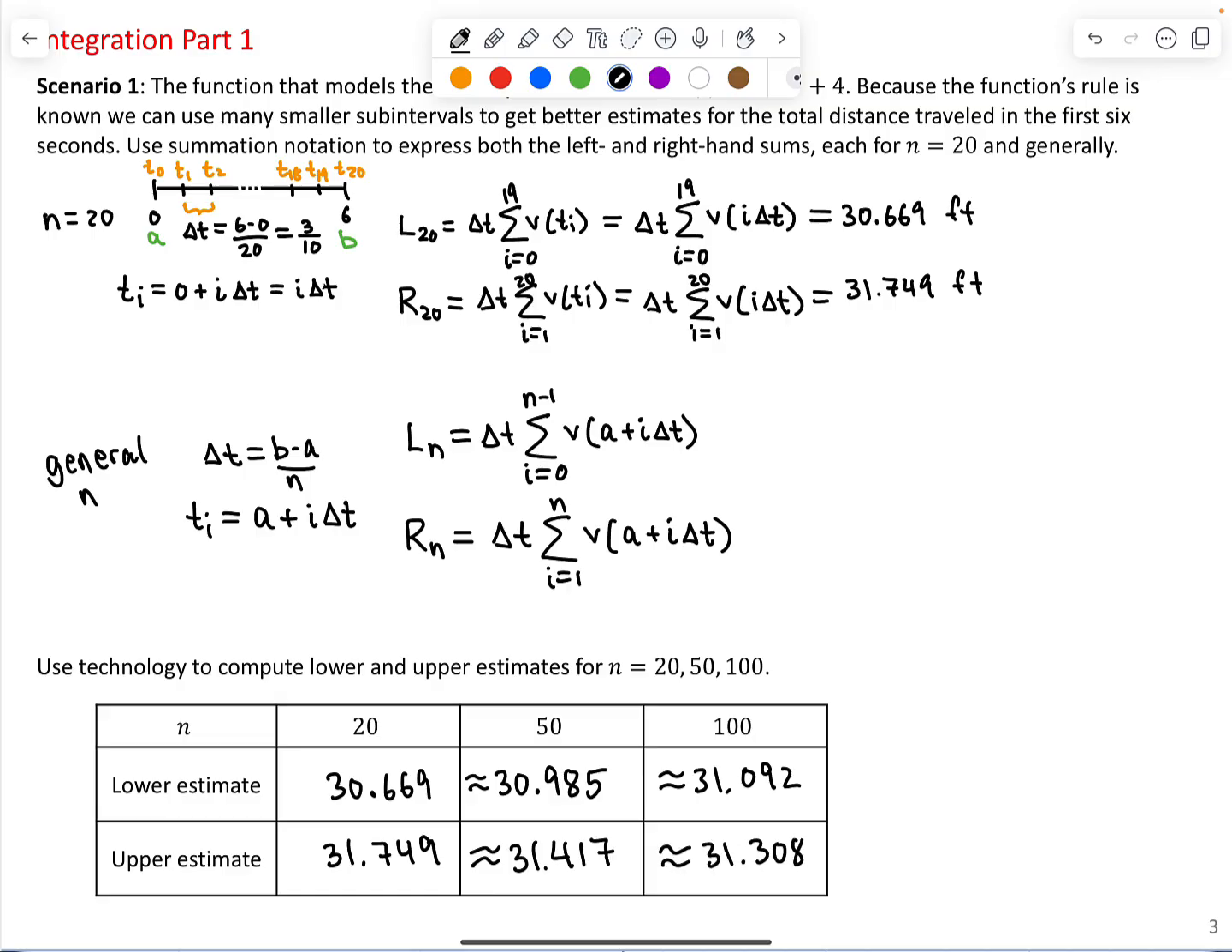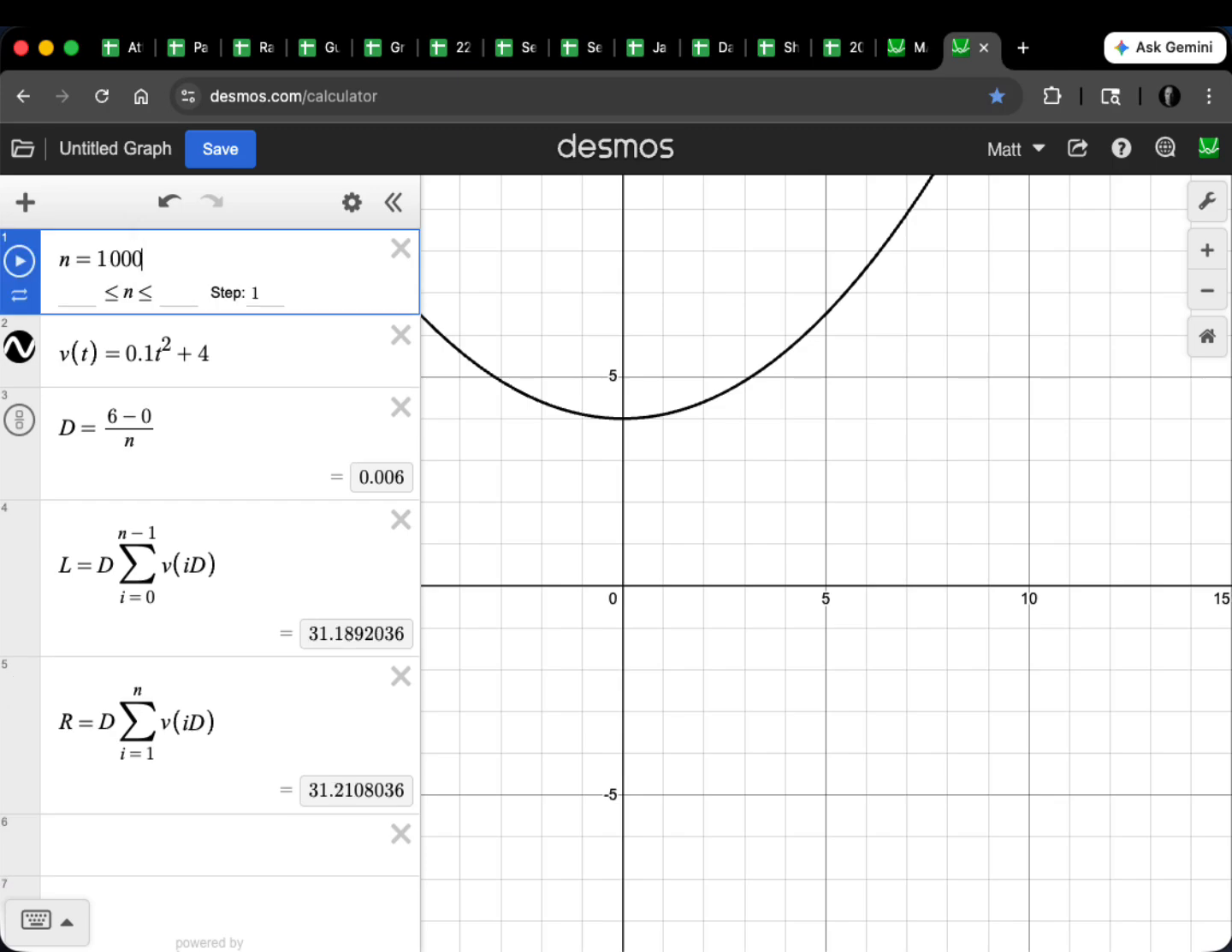As n gets larger, we get more and more accurate, and the estimations therefore get closer to each other as we increase n. If I change n to 1,000 and then 10,000, I start to see that the total distance gained in the first 6 seconds is about 31.2.